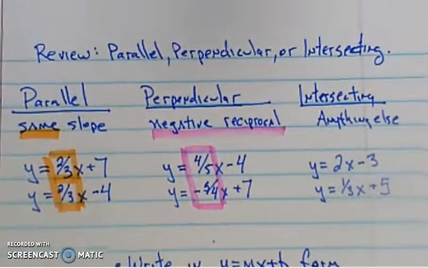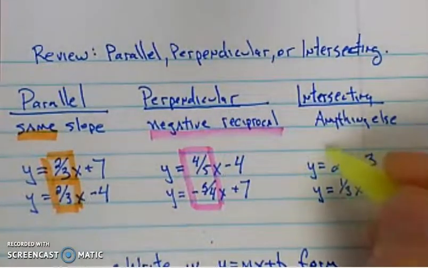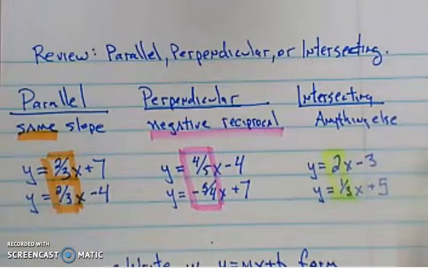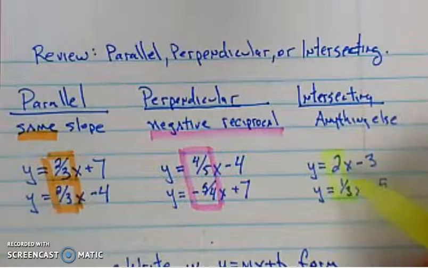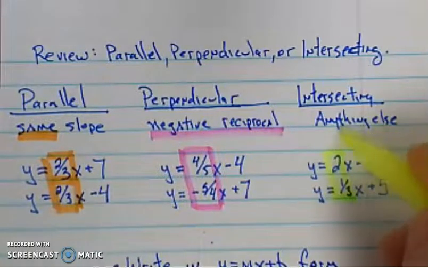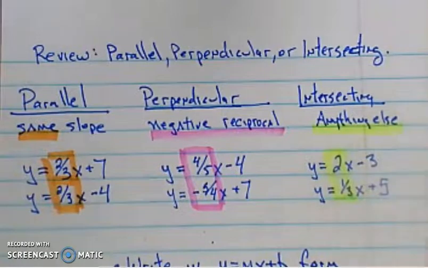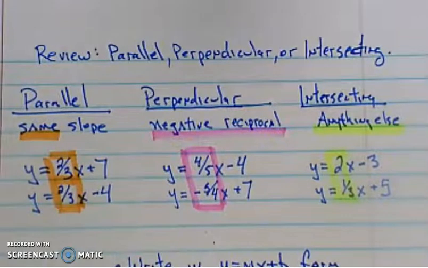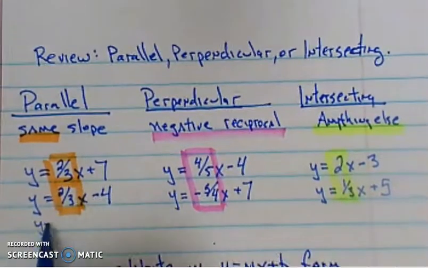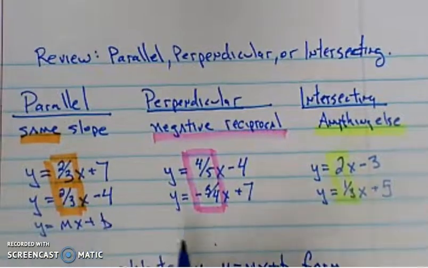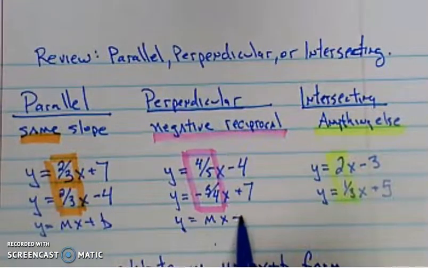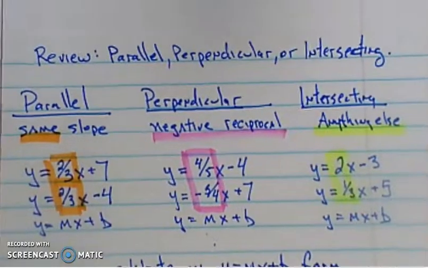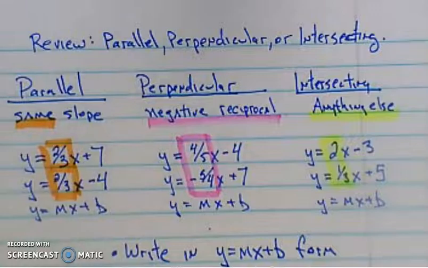And then of course anything else is going to be just our intersecting lines. So you can see here on the end I've got 2 and 1/3. They are not the same and they are not reciprocals of each other. So that's going to be our anything else. The one thing I do want to pay attention to in all of these is notice what form I was in. Y equals mx plus b for each of these forms. So that tells me exactly what I need to do. I need to be in y equals mx plus b form.